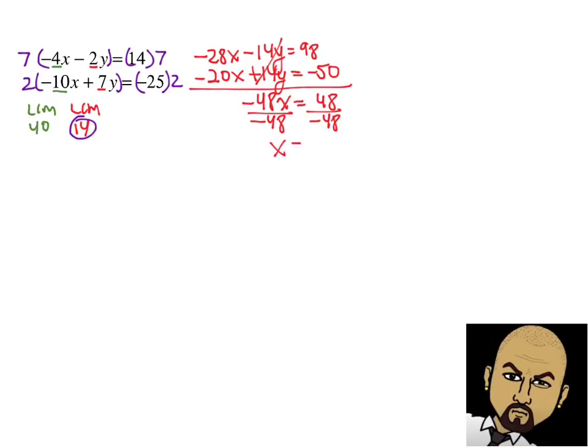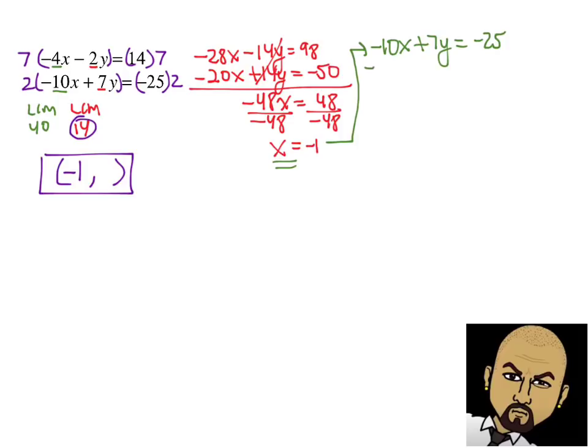We divide both sides by negative 48, and we end up with a solution of negative 1 for x. Now we place that in the appropriate area, and now we're going to substitute the x value into one of the equations just like we did before. Because I solved for x, instead of negative 10 times x, it's going to be negative 10 times negative 1. And you use the distributive property. Negative 10 times negative 1 is positive 10. And then you guys know what to do from here.